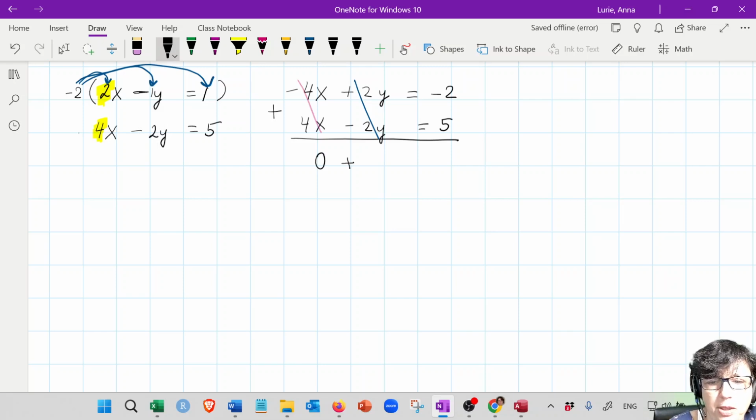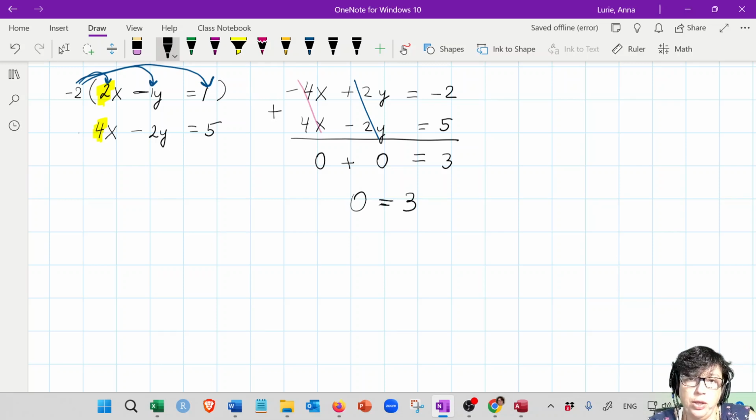So this will be 0 plus 0 equals, well, what is negative 2 plus 5? That is actually 3. And 0 plus 0, well, that's 0. So we get 0 equals 3. Well, everybody knows that 0 and 3 are not the same, right? So what we have here is a false statement. This cannot happen. 0 is not 3. So what that tells you is that this system is a no solution situation.